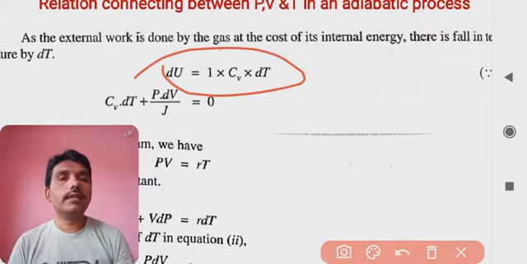And that's why dU is nothing but equal to 1 into Cv into dT, and we can simply say CvdT in place of dU.